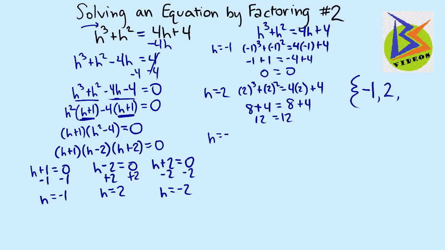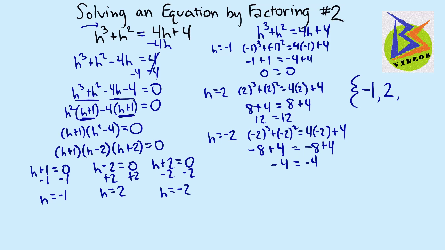Now let's try negative 2. We have negative 2 cubed plus negative 2 squared equals 4 times negative 2 plus 4. So here we have negative 8 plus 4, because a negative times a negative is a positive, equals negative 8 plus 4. And you might be able to see that these are the exact same thing. But you can get negative 4 equals negative 4, which is also true. So another solution is negative 2. So when we talk about our solution set, it's negative 1, 2, and negative 2.